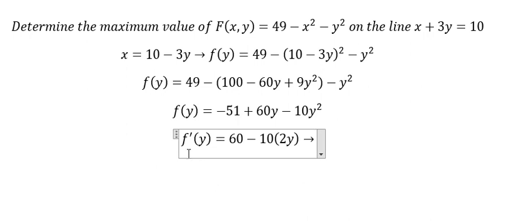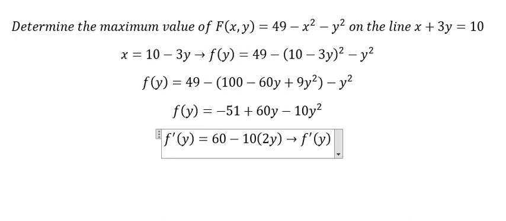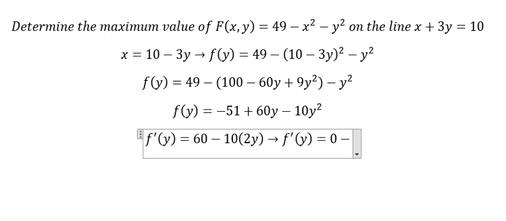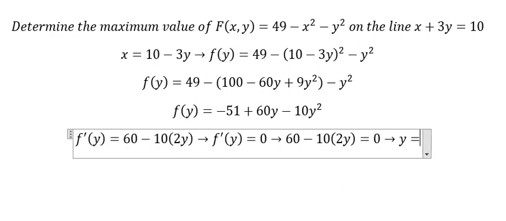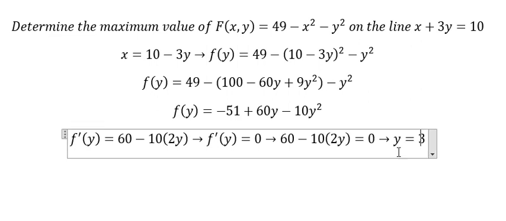So we need to find the critical value. So I will put this one equals to number 0. That means this one equals to number 0. And we can find the value of y. That is about number 3.